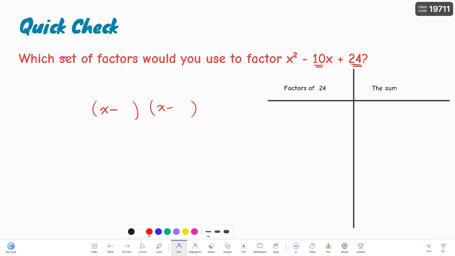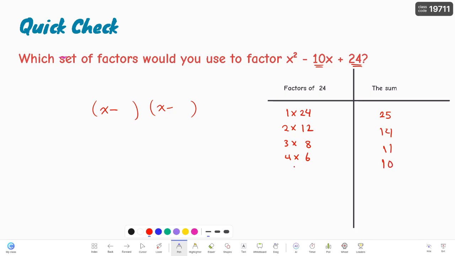And then we need to list all the factors of 24. We have 1 times 24, and we have 2 times 12, and we have 3 times 8, we have 4 times 6. We have 5? No, we don't have any number in 5. We have 6? Yes, we have 6 times 4. We started to repeat, so that means we finished all the possible factors of 24. Right now we need to find the sum. The sum here is equal to 25. The sum of 2 and 12 is equal to 14. The sum of 3 and 8 is equal to 11. And the sum of 4 and 6 is equal to 10.